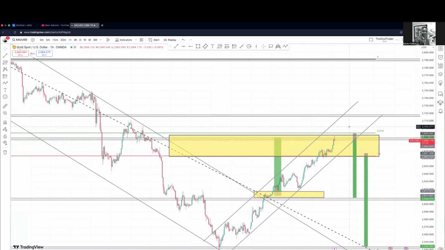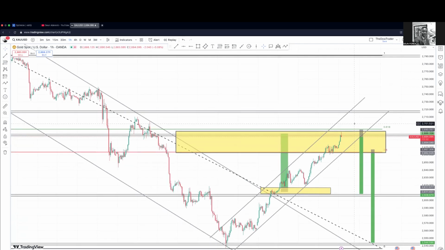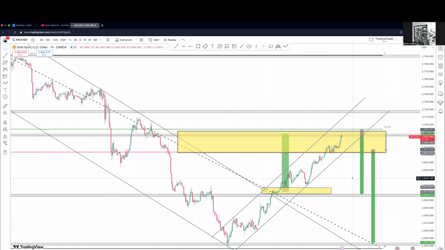So after this market finishes, we'll come back in the evening to do a pure full price action review of what actually happened in the market, and how market was able to move.